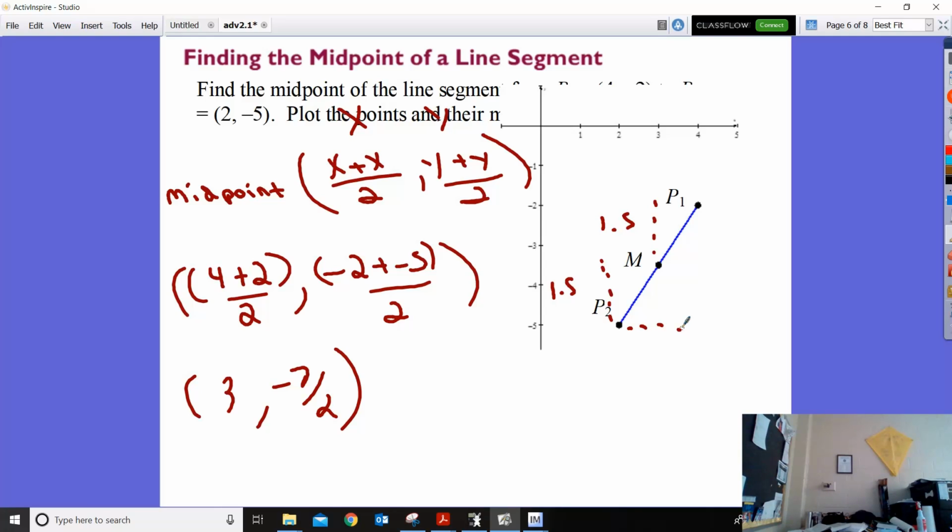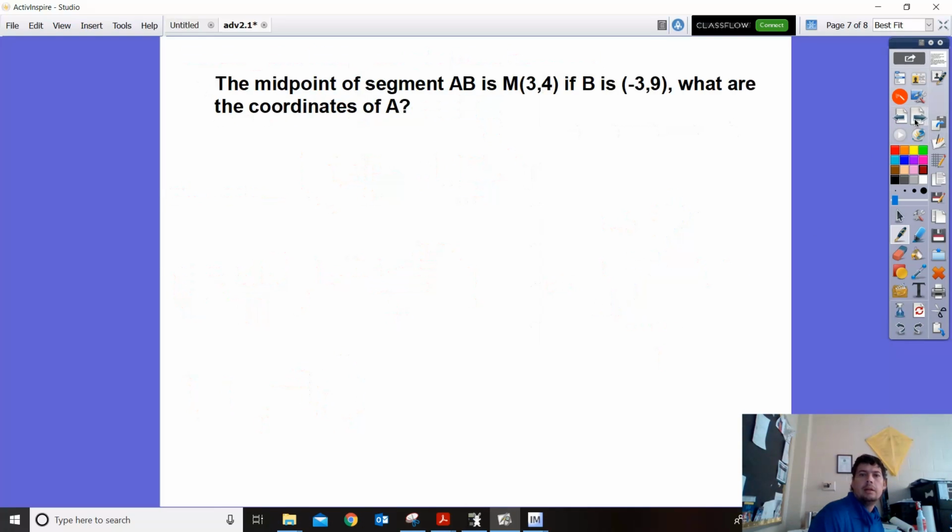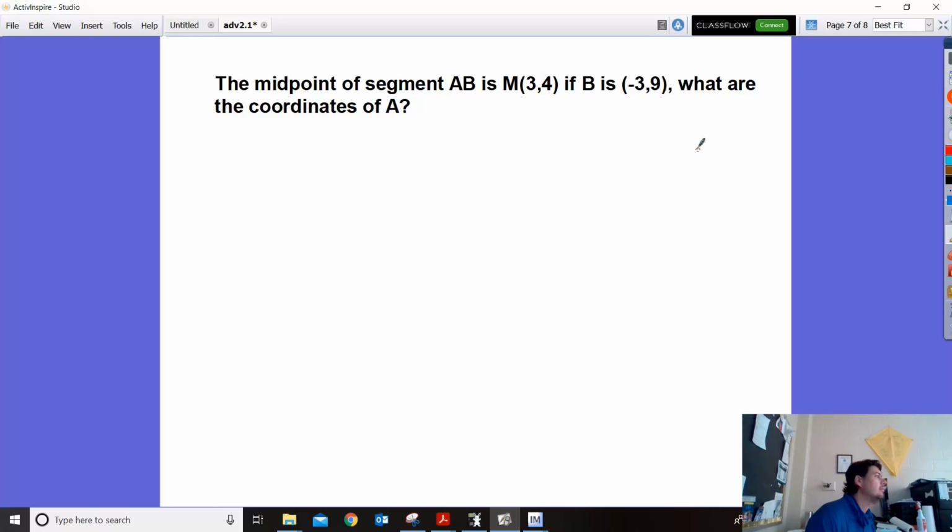Would you run 1 to get to the middle? Would you run again? 1. It should be that way, shouldn't it? The rise will remain constant. Don't forget about little concepts like that when you're looking at problems too. Little concepts like that pay off. The midpoint of segment AB is (3,4). If B is (-3,9), what are the coordinates of A? Bummer, didn't finish, but it's in your homework, and that's why I was talking about what I just talked about. Maybe draw it out. Might help.